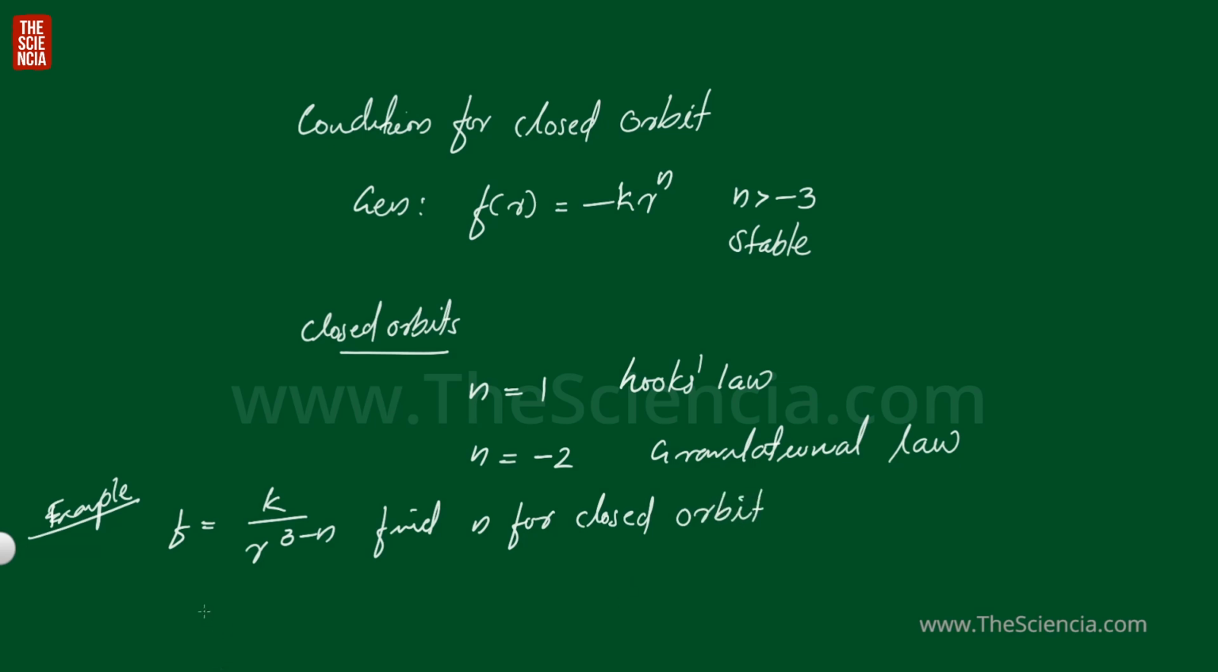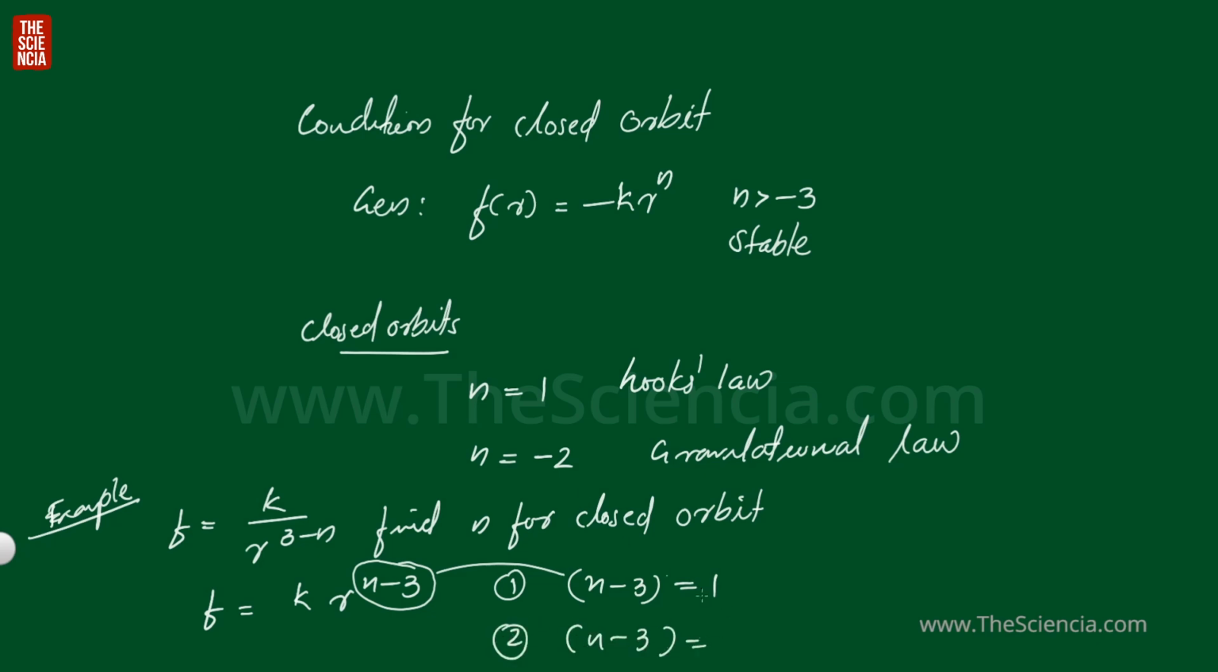How can we solve this? Here we know F is equal to, I can rewrite this as r raised to n minus 3. So this is the entire n term, and we know for closed orbits the exponent should be equal to 1, that is n minus 3 should be equal to 1. And another case is n minus 3 should be equal to minus 2. So from this equation we get n is equal to 4, and from this equation we get n equal to 1. So these are the conditions for closed orbits for this given force.